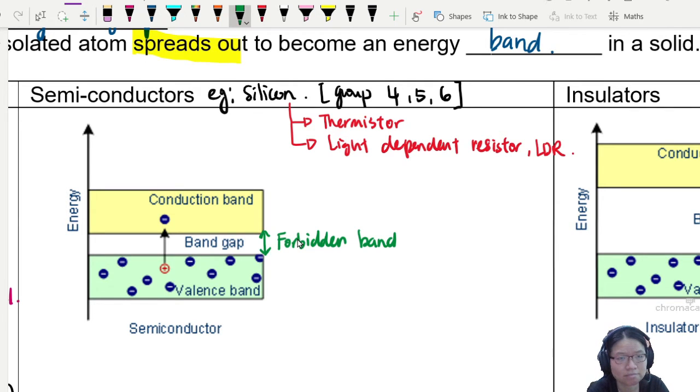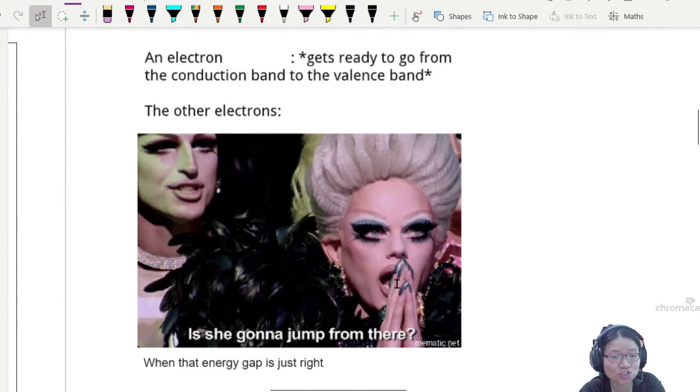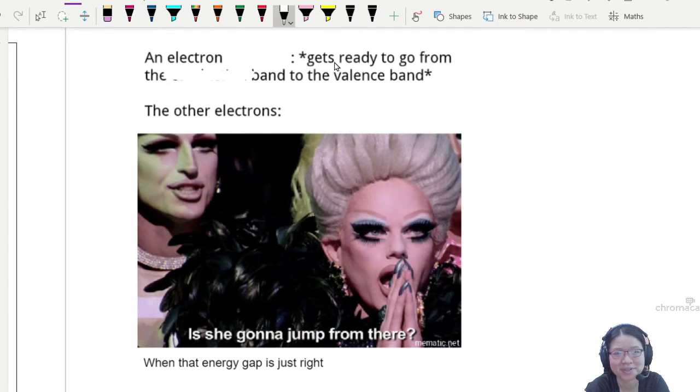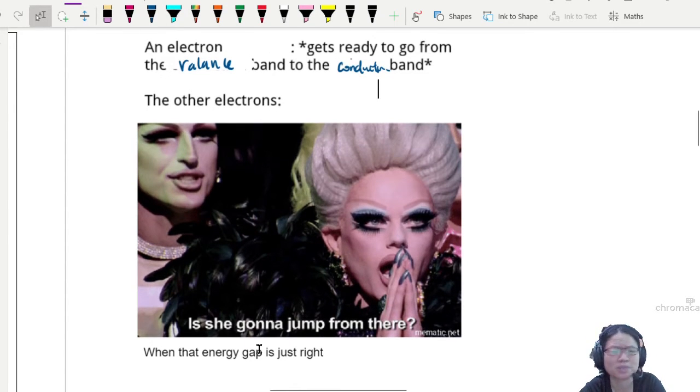It's forbidden. All right, so if the electrons want to conduct electricity, but they're all in the valence band, we got to give it a boost. We got to give it some energy so that it can jump into the conduction band. But the good thing here is that the forbidden band is very narrow. And when the forbidden band is narrow, it may have energy to jump from the valence band to the conduction band. Okay, so if there's enough energy, the electron is going to jump from the valence band to the conduction band. All right, and you need the gap to be just right.